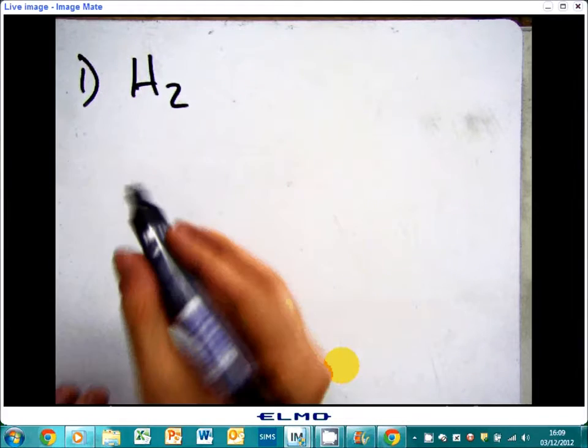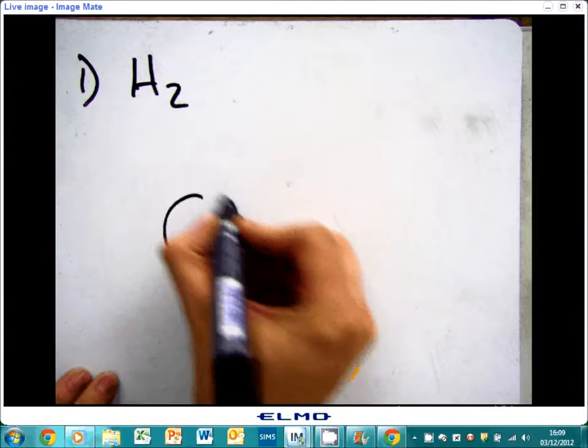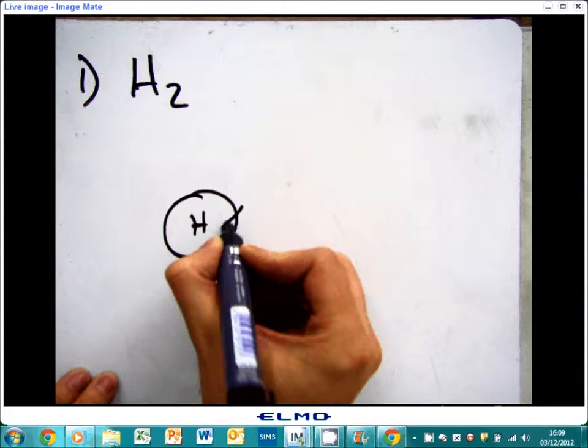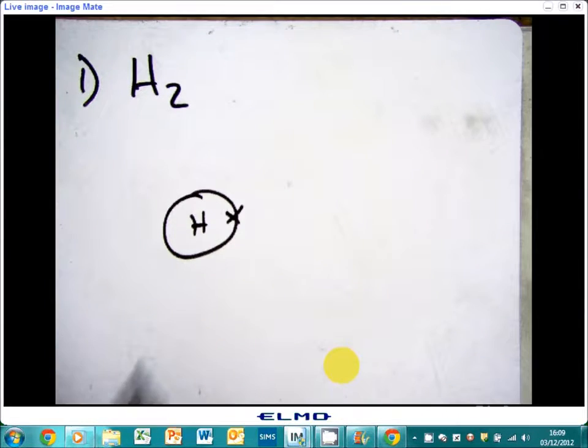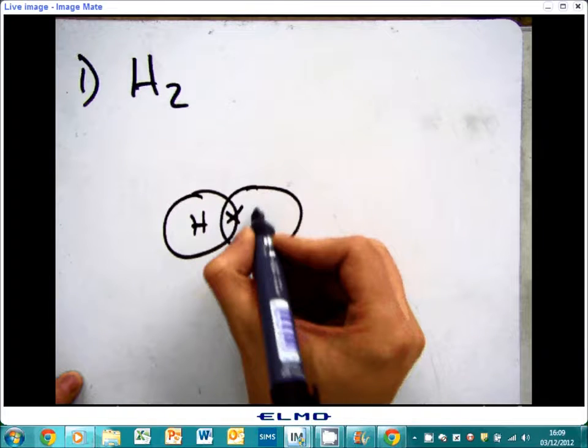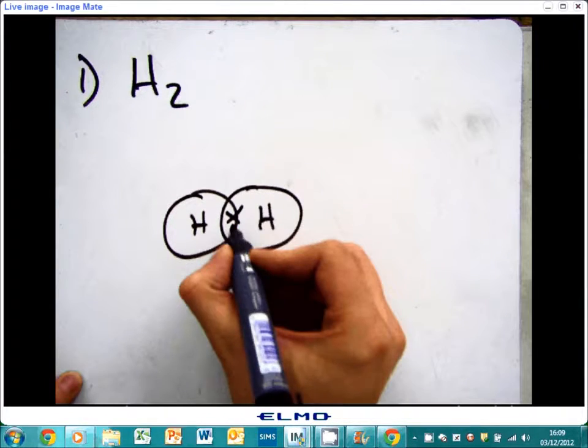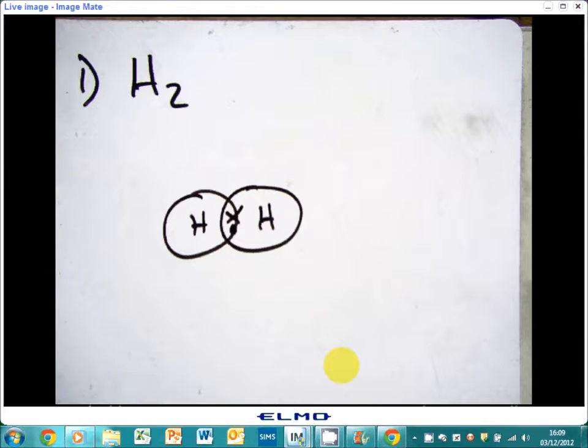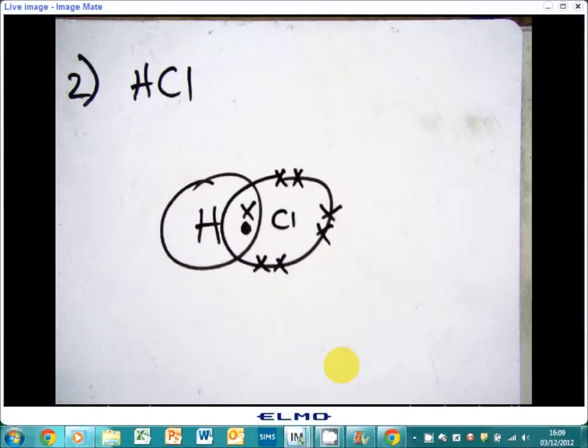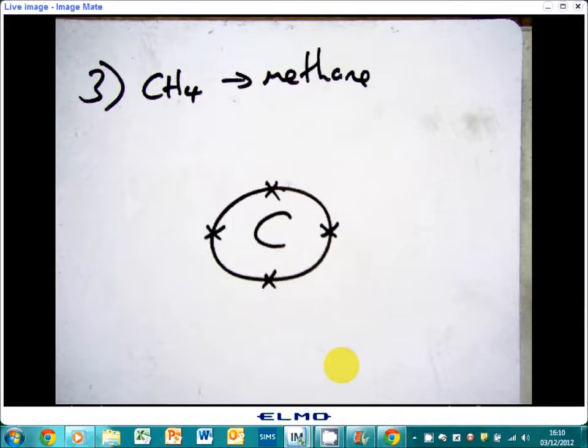The first one is hydrogen. Hydrogen has 1 electron in the outer shell, so nice and simply, it needs to gain 1. It reacts with another hydrogen, and therefore it has a full outer shell. The second one, as I've already shown you, is hydrogen chloride, hydrochloric acid. Both have 1 electron that they need to gain, therefore there's 1 bond between them, it's just HCl.